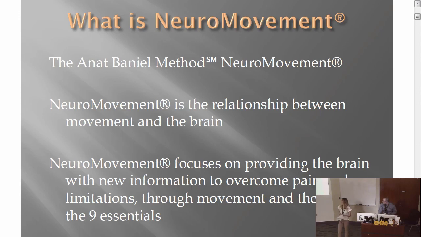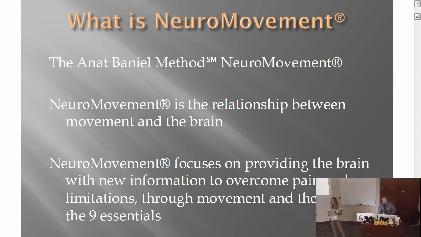NeuroMovement was developed by Anat Baniel. She has been doing this work for almost 40 years. She learned from Moshe Feldenkrais, who invented the Feldenkrais Method. Learning from him, she has developed her method, and it has evolved into the Anat Baniel Method, NeuroMovement. It works on the same principles as neuroplasticity and rewiring the brain through movement and the use of the 9 Essentials.